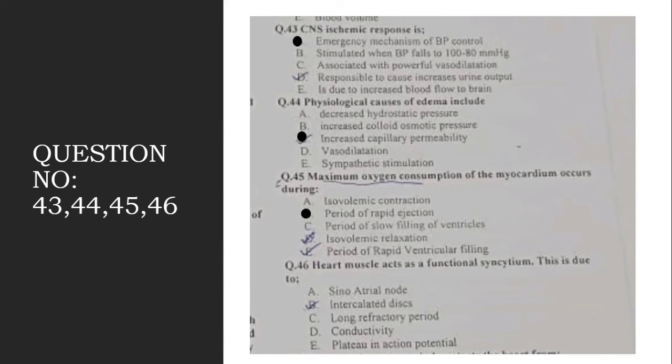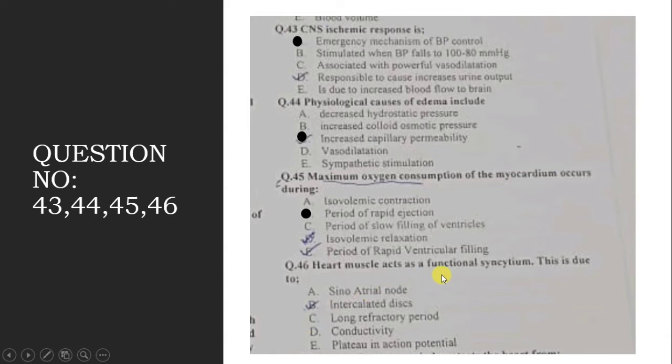So when there is an increase in the workload on the myocardium, it will lead to an increase in the oxygen demand, and hence oxygen consumption. In the rapid ejection phase, the myocardium is working very hard, which will cause an increase in the oxygen demand for the myocardium and causes maximum oxygen consumption.